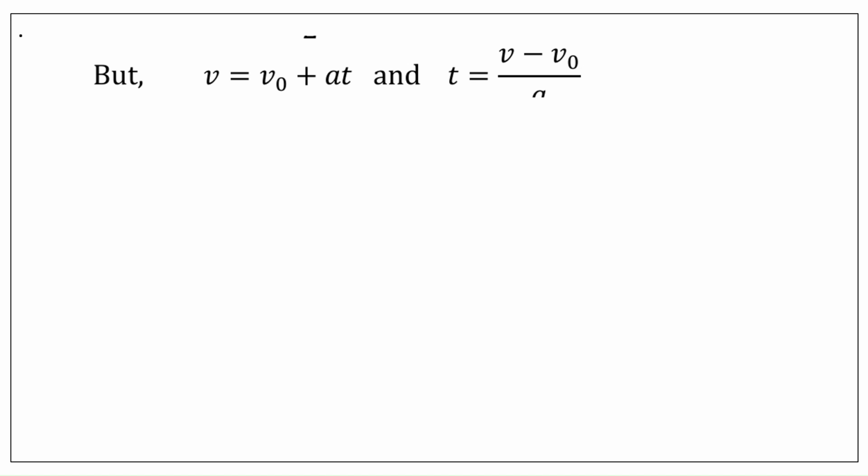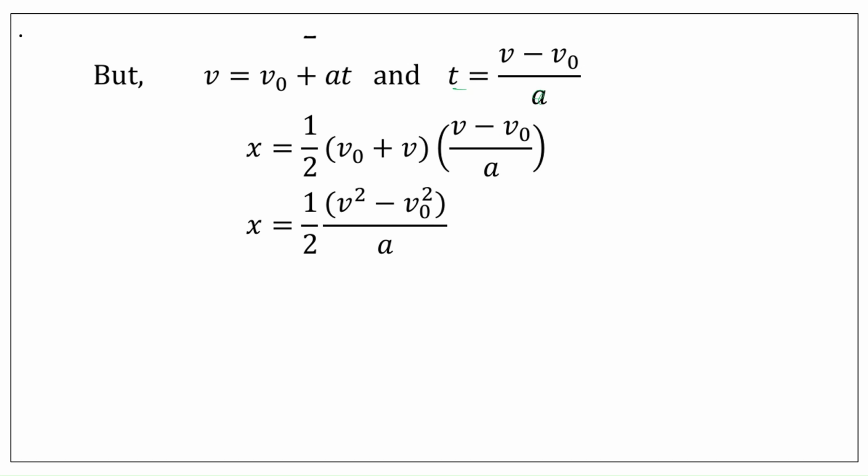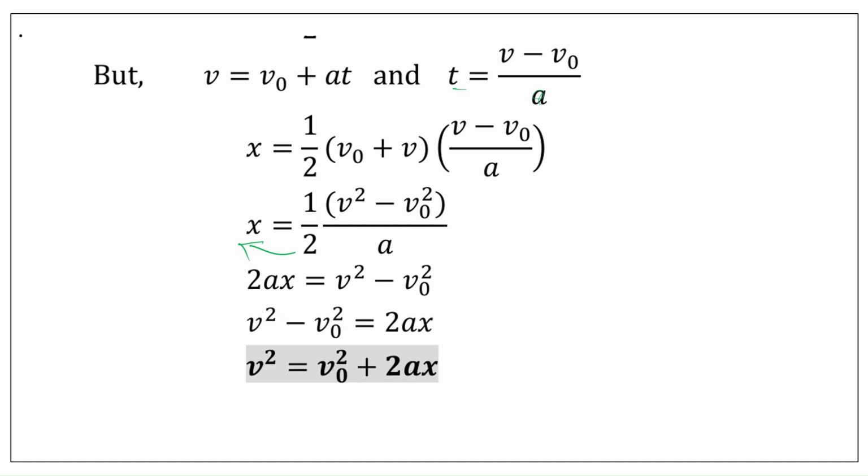But v is equal to v0 plus at and t is equal to v minus v0 by a. On substituting the above values of v and t, x is equal to half into bracket v0 plus v into v minus v0 by a. On taking LCM, x is equal to half v square minus v naught square by a. Take 2a this side. We get 2ax is equal to v square minus v naught square. Now take v naught square this side. Finally we get v square is equal to v naught square plus 2ax.